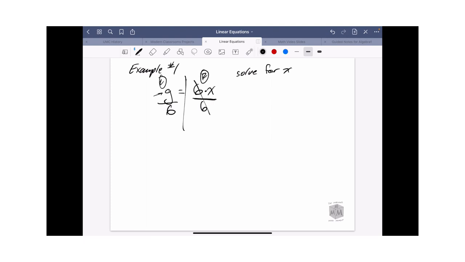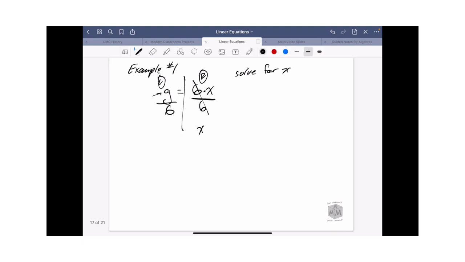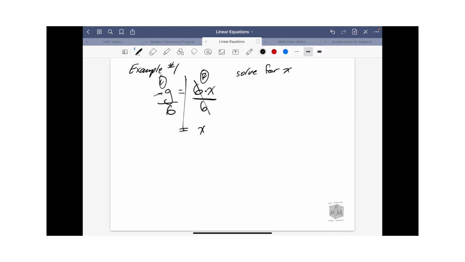So 6 divided by 6 is 1. Now I have 1x. And remember, we don't need to write that 1. It's implied when x is by itself. And I have g divided by 6. This is my final answer. Another way to write this is 1/6 times g equals x. These are the same.